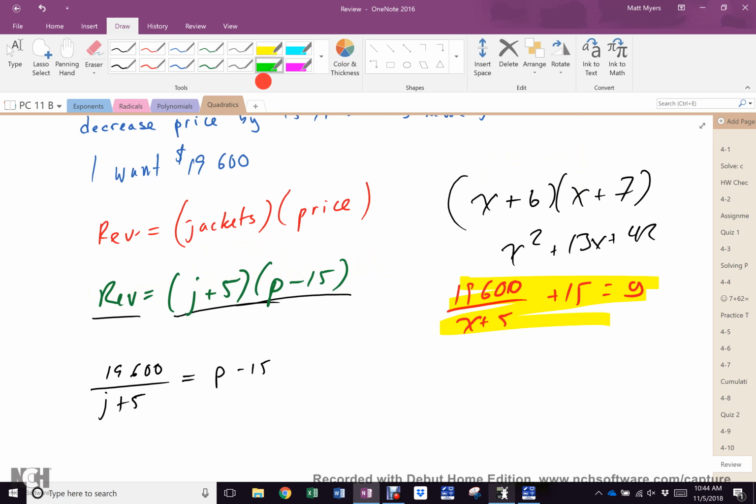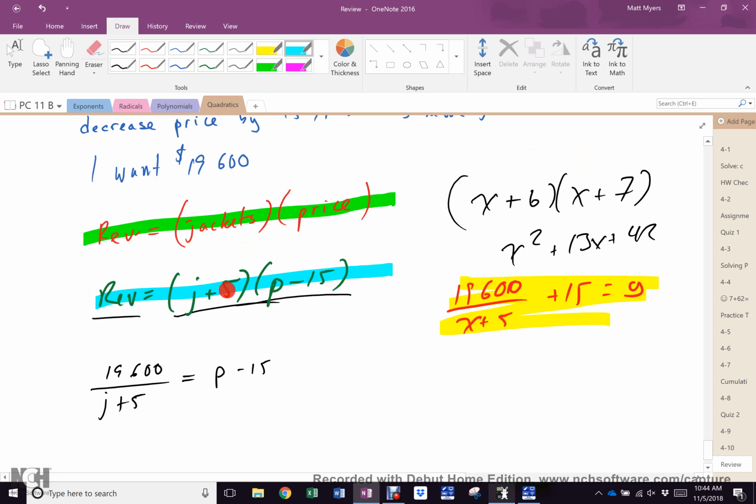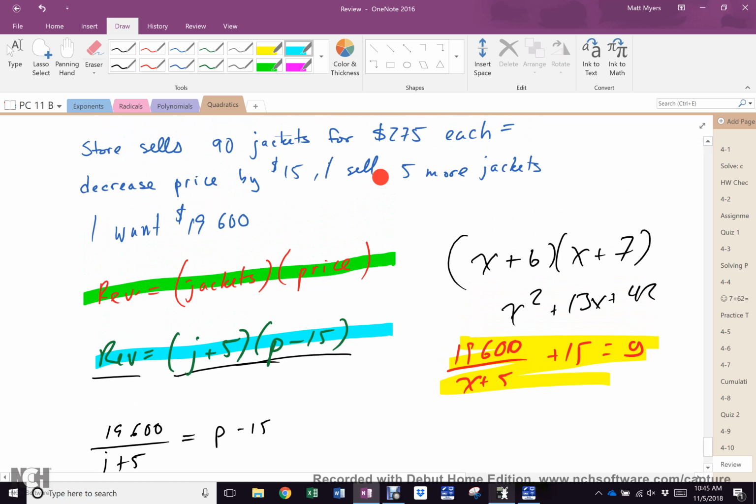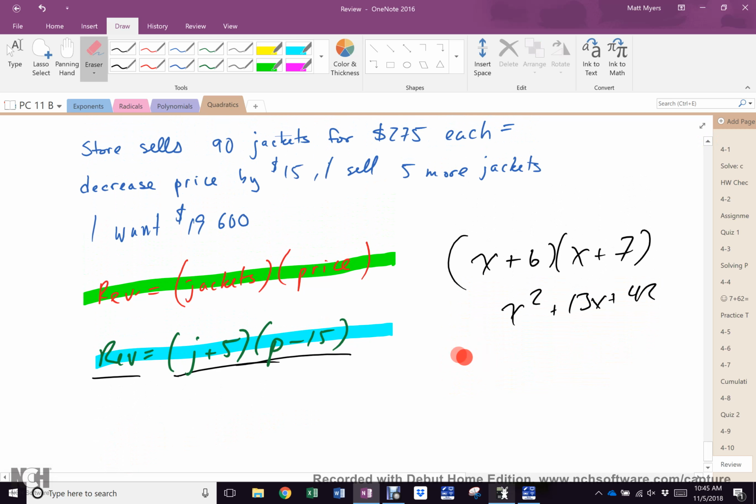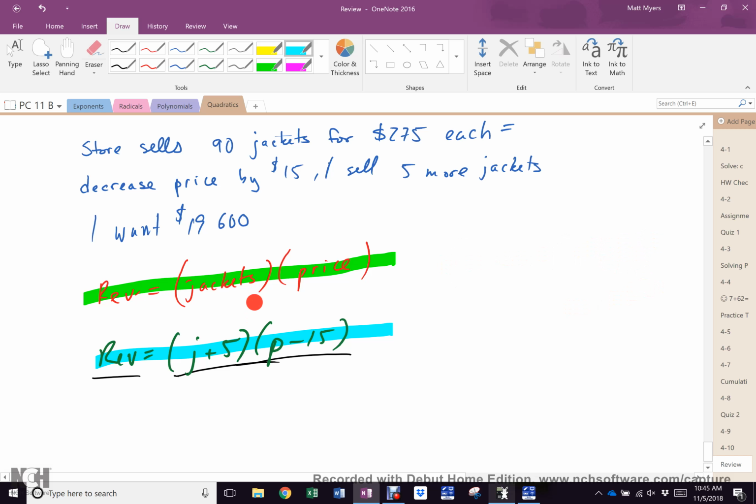Does this make sense? Number of jackets I sell times the price equals my revenue. Does that make sense? Okay. Does this make sense? I sell 5 more jackets. My jackets will sell 5 more if I lower the price by 15. Does that make sense? That's what the question said, wasn't it? I went on sale. I dropped the price. I sold more jackets. Yeah? So where is my issue if both of those make sense? Everybody agrees that those make sense. How do I make that work for me?